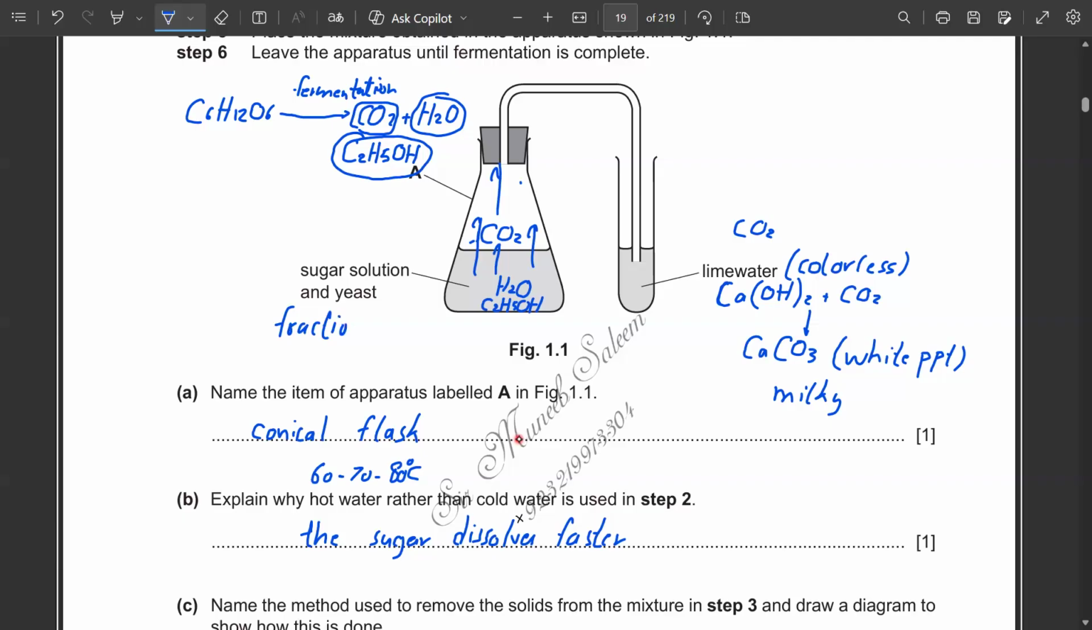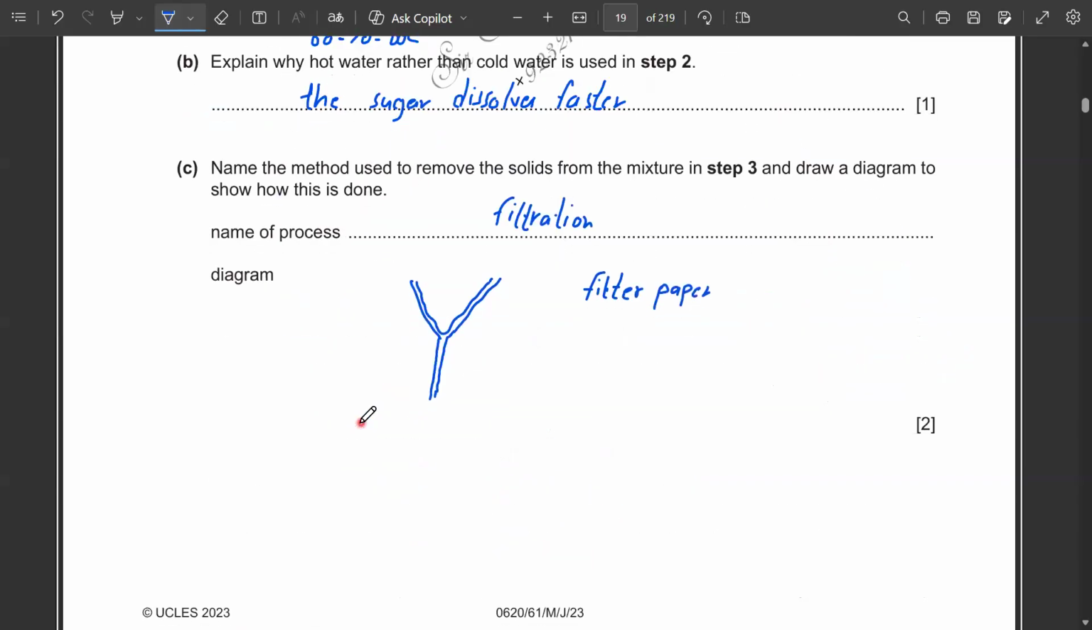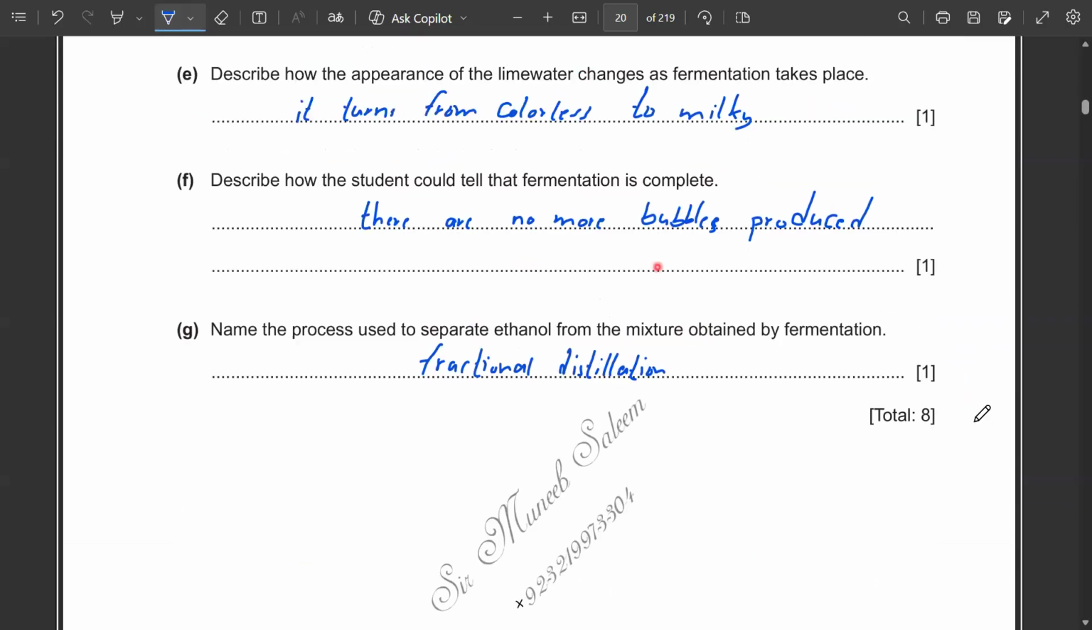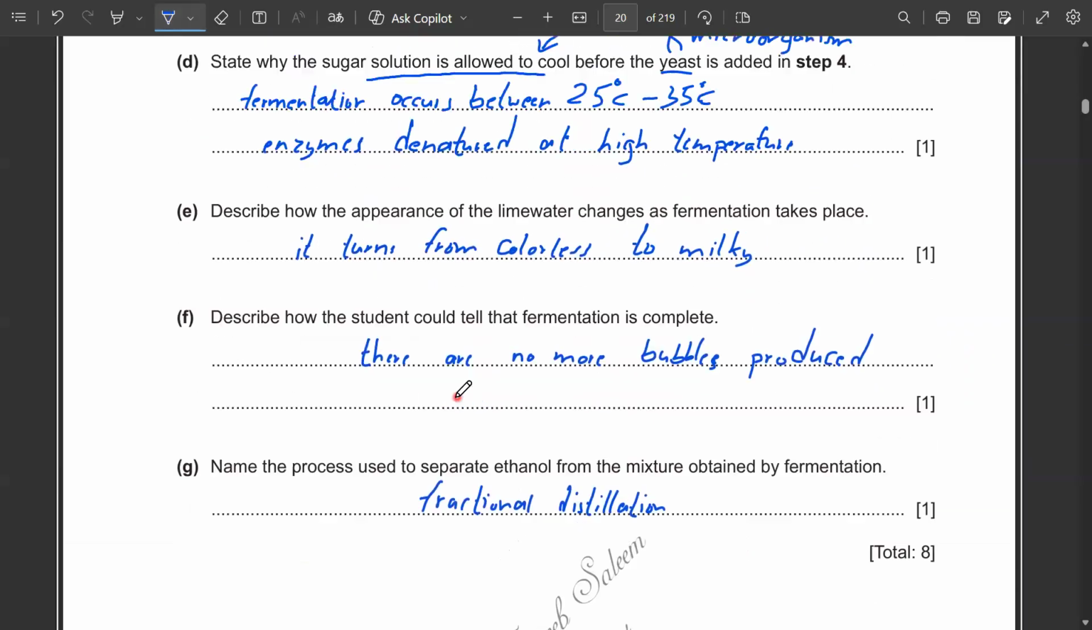The same method which we applied to separate the fractions of the petroleum. It's the name, it's not the setup, it's the name of the process. So we will apply the same procedure here. It is also applied to remove the gases from the air. The different components of the air are also separated by using fractional distillation. So in this way, we have finished the first question.